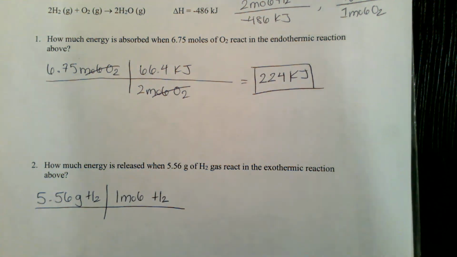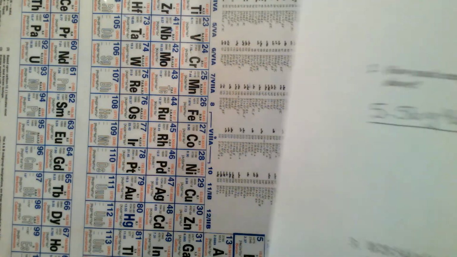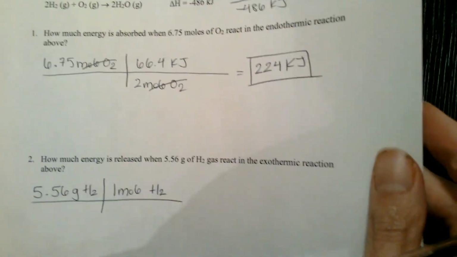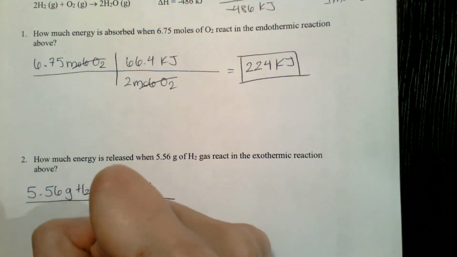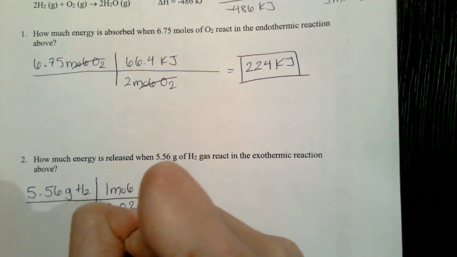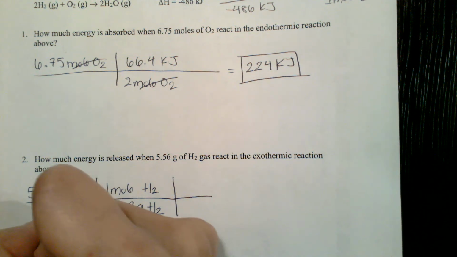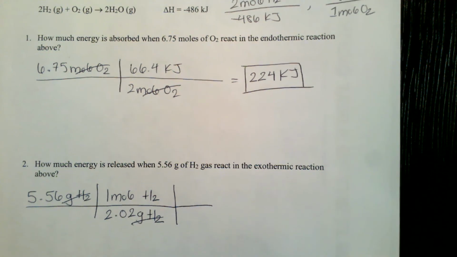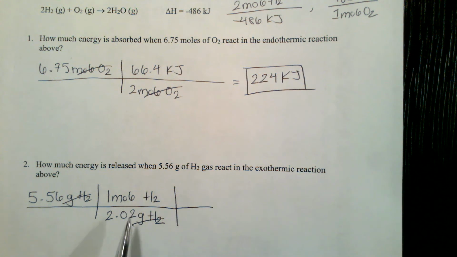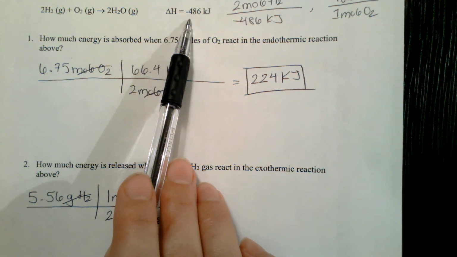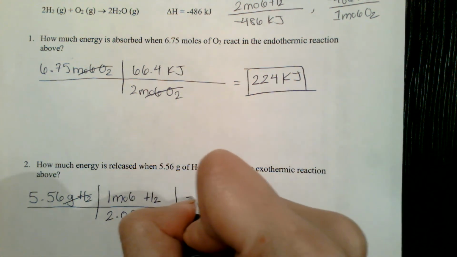Let's see, what is hydrogen? Hydrogen is, we'll call it, 2.02 grams of H2. Okay, so grams cancels with grams, and we're left with moles. So now we're going to build a mole ratio between hydrogen and energy. Okay, so our energy, 486.